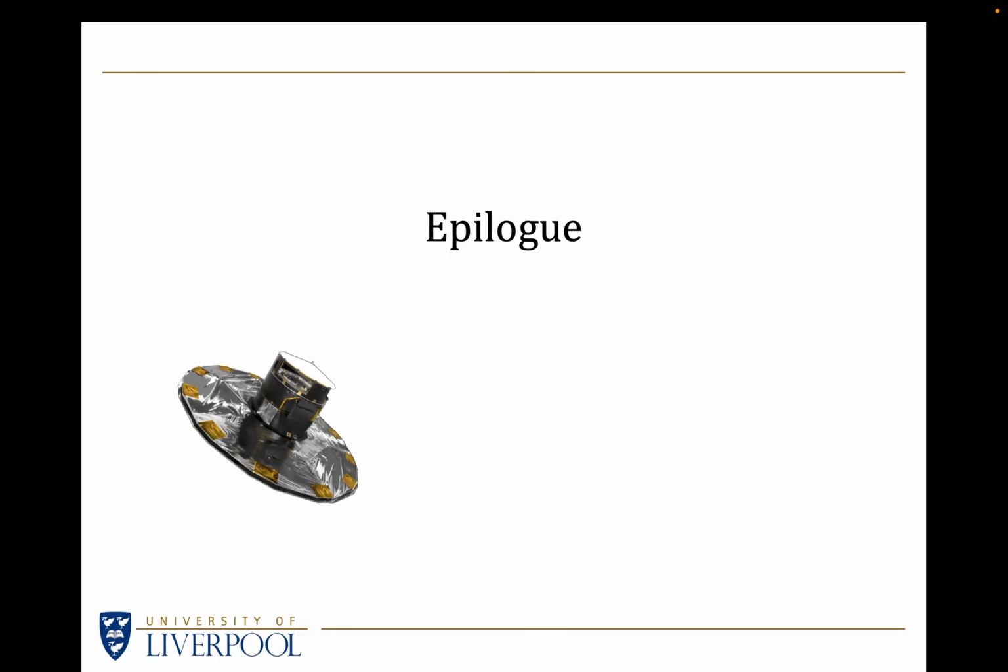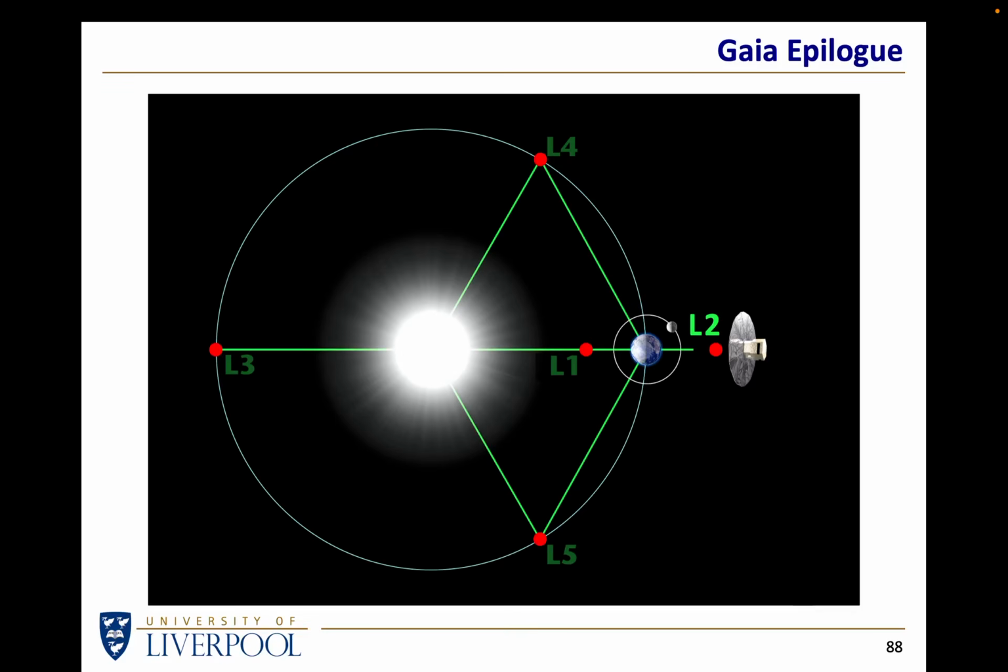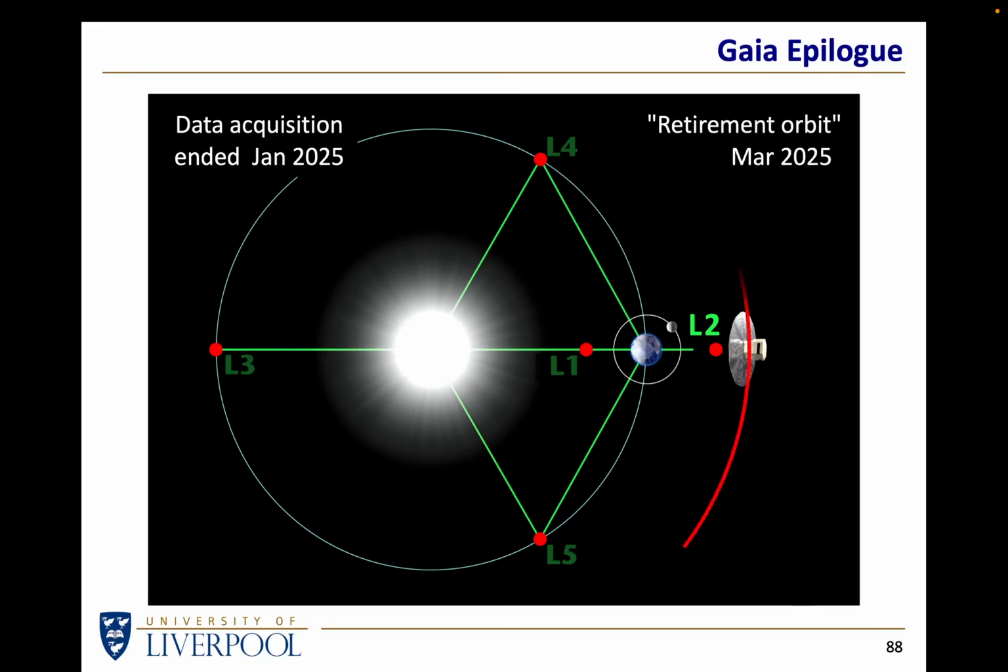So let me finish with an epilogue. Gaia finished its work. Its 10-year mission was finished effectively in January 2025, which was around the time I decided, wouldn't it be a good idea to have a talk on Gaia? Its data was finished by about January, and in March it was put into a retirement orbit. Sounds so much better than a graveyard orbit, doesn't it?